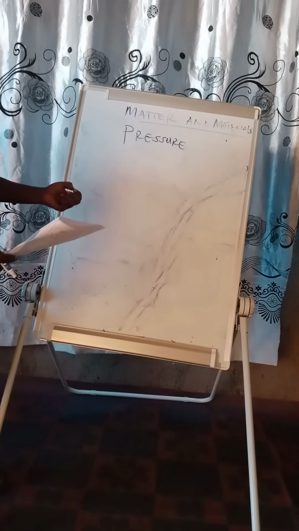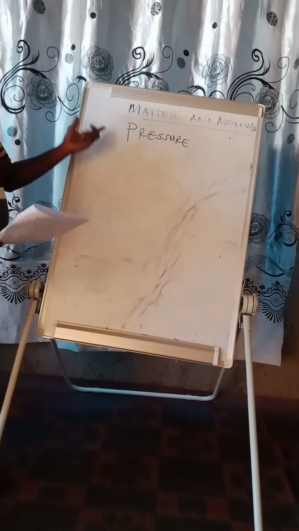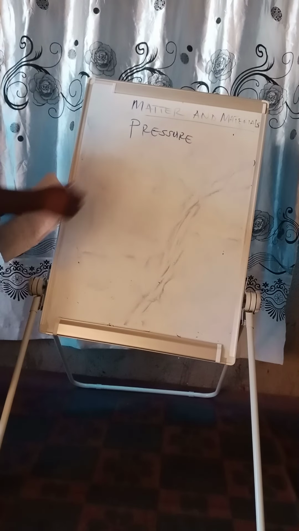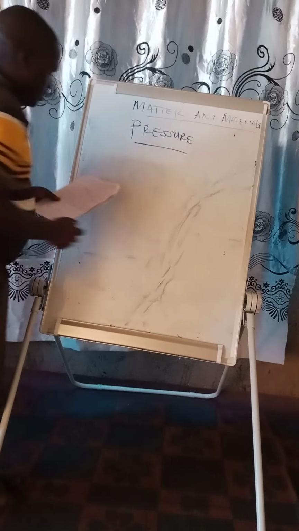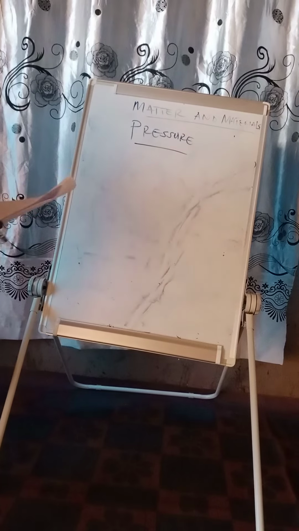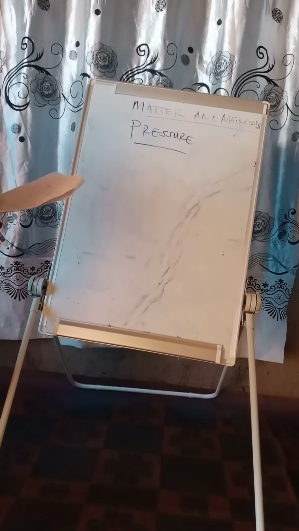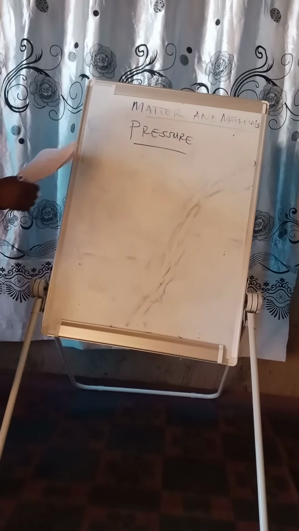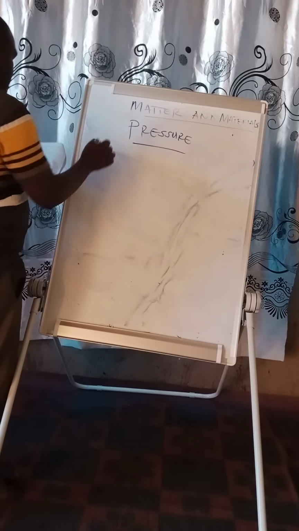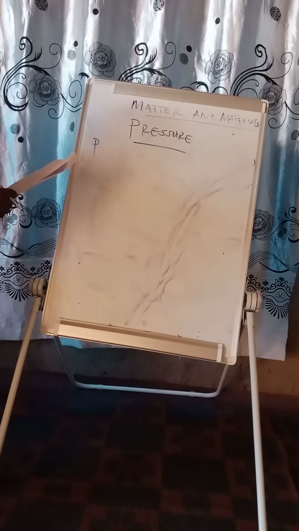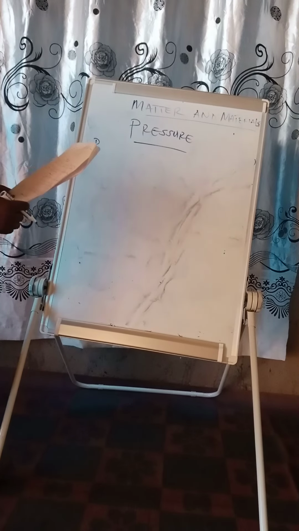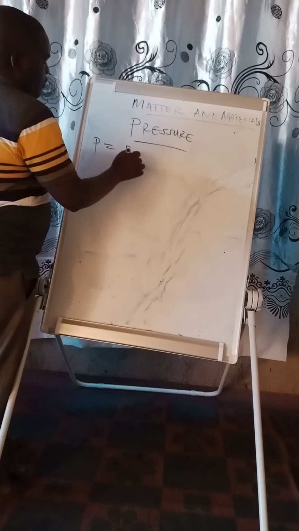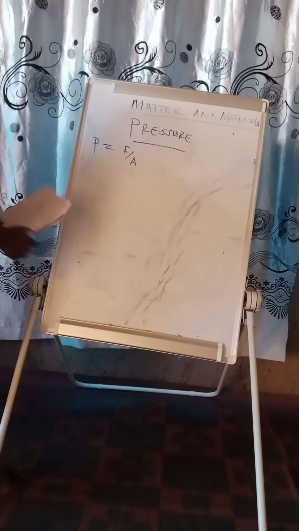And materials. We already discussed density, now let's discuss pressure. Pressure is given by normal force per cross-sectional area. Pressure is defined as the normal force acting per unit cross-sectional area, which is force over area.